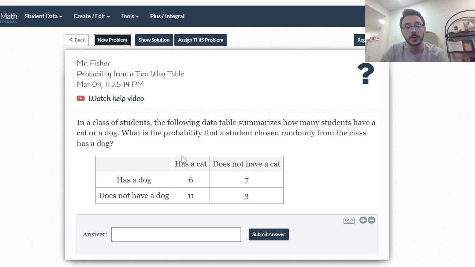Another one was the probability that a student chosen randomly from this class has a dog. So there's 6 and another 7 that has a dog. We don't really care in the question about if they have a cat or not. So we'd say 13 out of a total 16, 27. So 13 out of 27. So you're just going to put in probabilities down there.